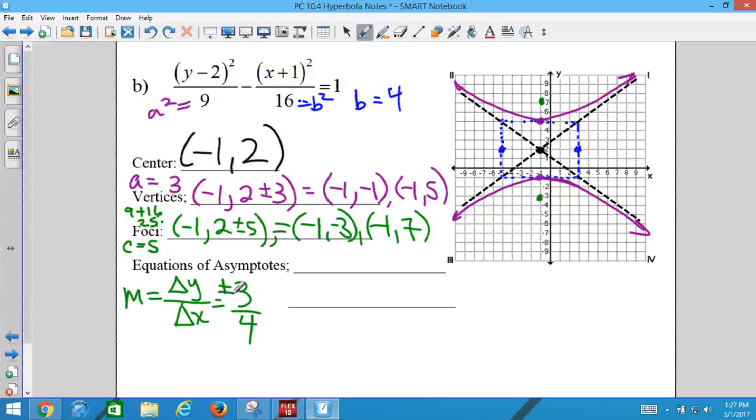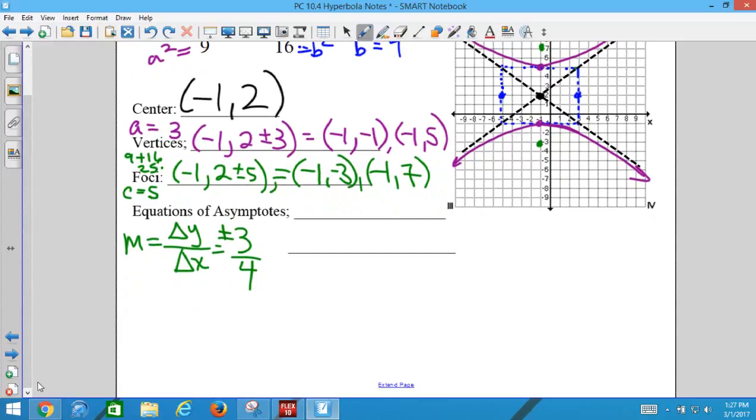And does that make sense graphically? If I go in the center and I go up 3 over 4, is that on the line? So you could do it with the graph too. You don't have to use the numbers. You just do the graph. We're going to do our point slope formula. We're going to use our center as the point.